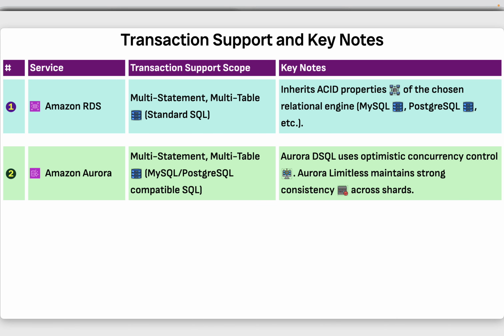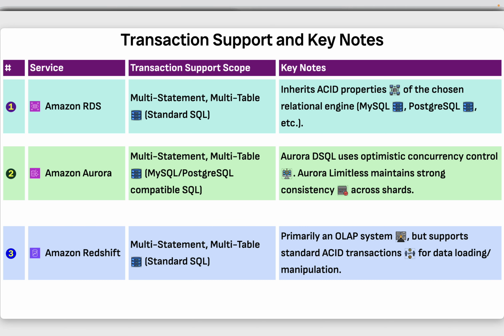Next comes Aurora. So again, this is the same: multi-statement, multi-table, and MySQL and PostgreSQL compatible SQL. Aurora Distributed SQL (DSQL) uses optimistic concurrency control. Aurora Limitless maintains strong consistency across shards. Then Redshift, same multi-statement, multi-table. It will use standard SQL. It is primarily an analytical system, but supports standard ACID transactions for data loading and manipulation.